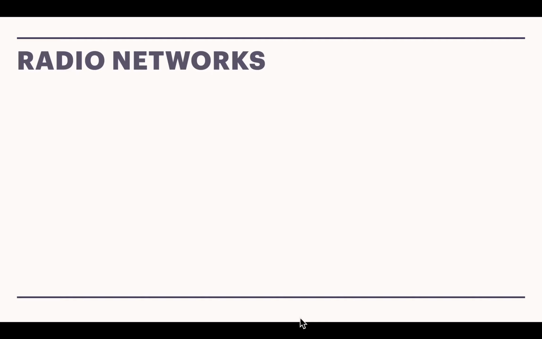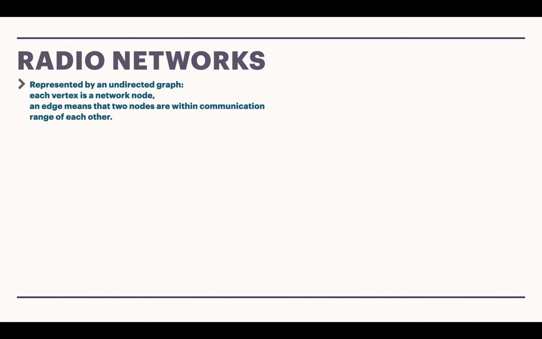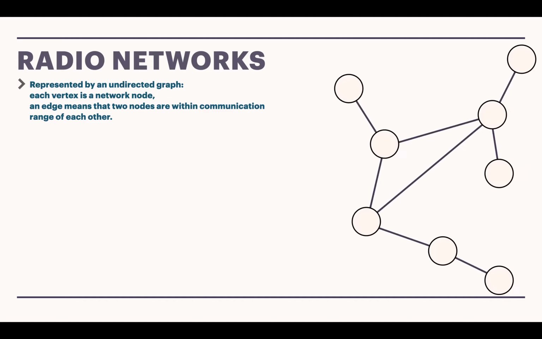We'll be using a standard abstraction of radio networks often seen in the computer science literature. So a network is represented by an undirected graph. Each vertex in this graph corresponds to a node of the network, and an edge represents the fact that two nodes are within communication range of each other. So there's an example of a graph that could correspond to a radio network.